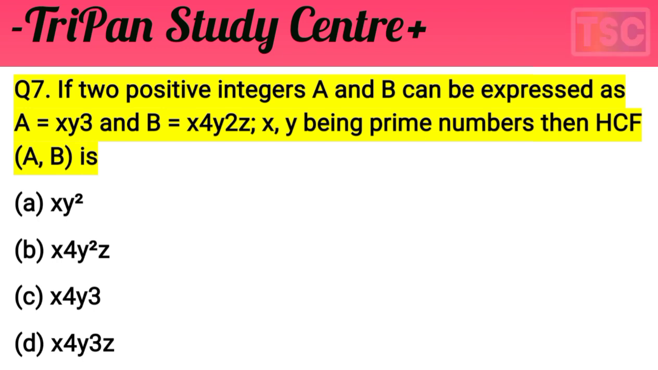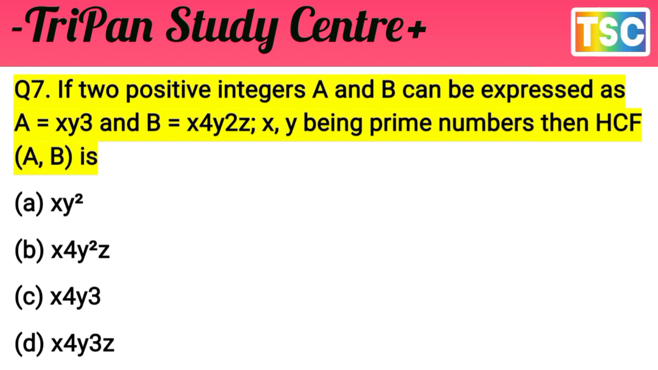The options here are A x y square, B x4 y2 z, C x4 y3, and D x4 y3 z. You know that D is totally eliminated because D is the option of the LCM but not the HCF. It means D is eliminated here. There are only three options left.